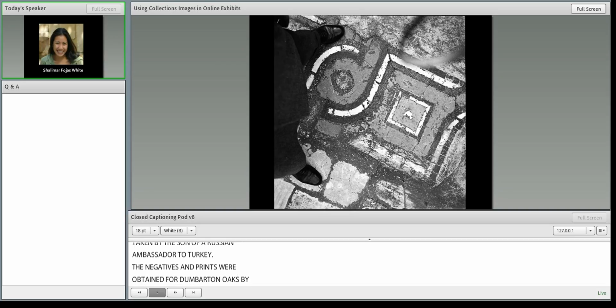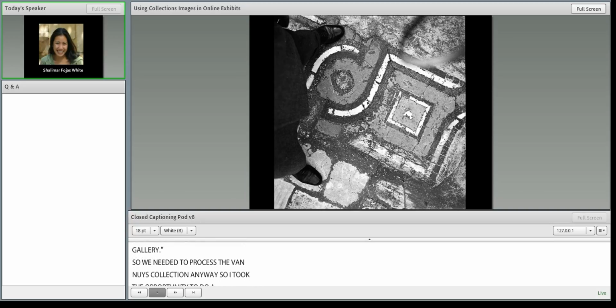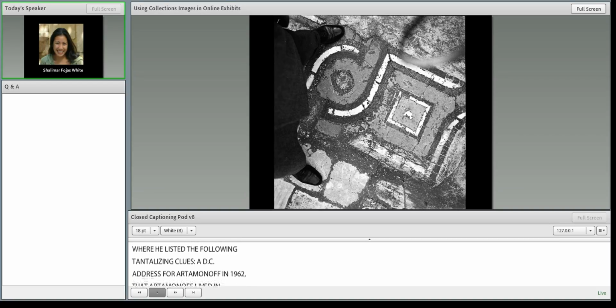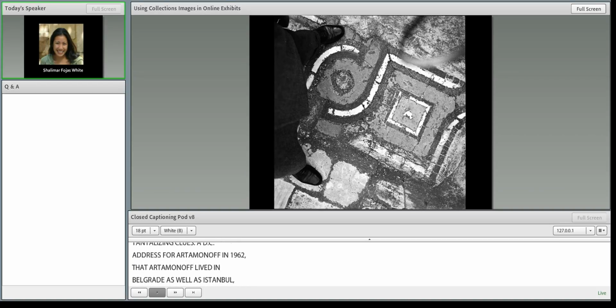So we needed to process the Van Nice collection anyway, so I took the opportunity to do a preliminary assessment while doing double duty looking out for any mentions of Artamonoff. Eventually, I found, stuffed in a folder, a note from Van Nice where he listed the following tantalizing clues: a DC address for Artamonoff in 1962, that Artamonoff had lived in Belgrade as well as Istanbul, and that he was a fine photographer who took the trouble to examine archaeological sites. So our unknown photographer was coming more sharply into focus.